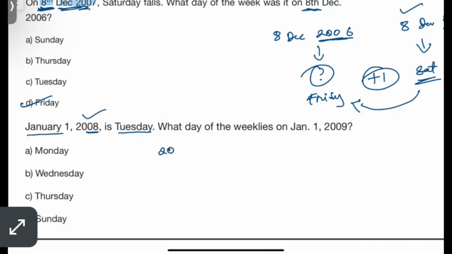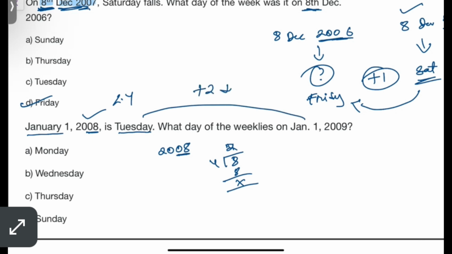So for 2008, I need to check whether it's a leap year or not. We need to take the last two digits, which is 08, which is 8 only. It is divisible by 4. 4 2s are 8. That means if it's divisible by 4, it's a leap year. And we have learned that if it's a leap year, then it will have how much? Plus 2 days. So today is Tuesday, plus 2, which means Wednesday and Thursday. So the answer here is Thursday. Plus 2 days, because in a leap year, there are 2 odd days. That means plus 2 days.